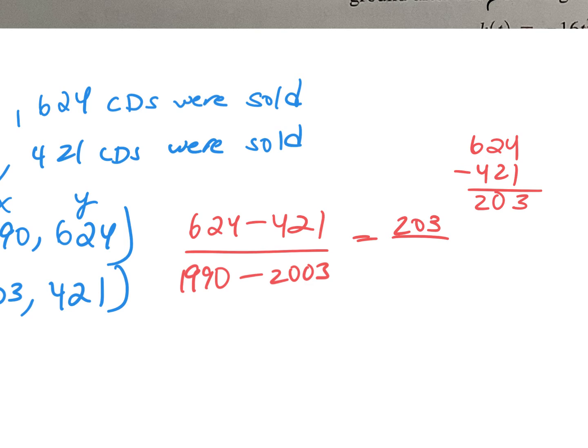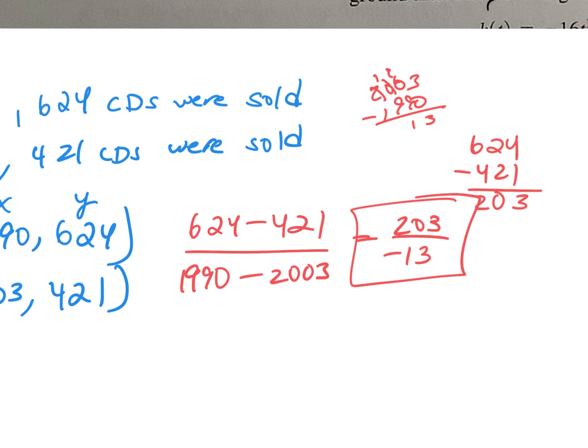What do I know my denominator is going to be? Negative. So I'm going to say 2003 minus 1990. So 3 minus 0 is 3. I got to borrow a whole bunch, right? So 10 minus 9 is 1. 9 minus 9. So 13 over 13 years. And we said it's negative. Can I simplify 203 divided by negative 13 at all? So there's your average rate of change.